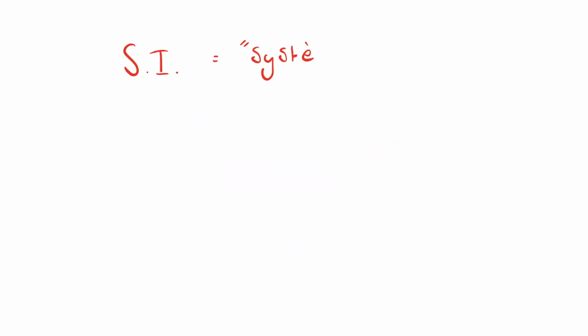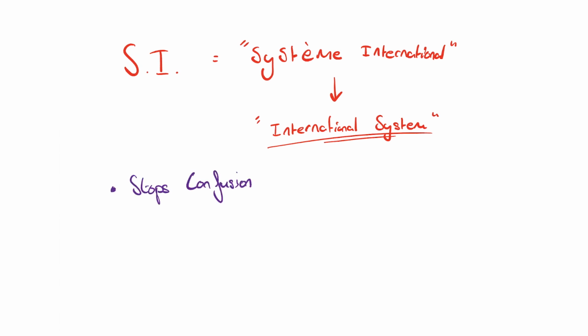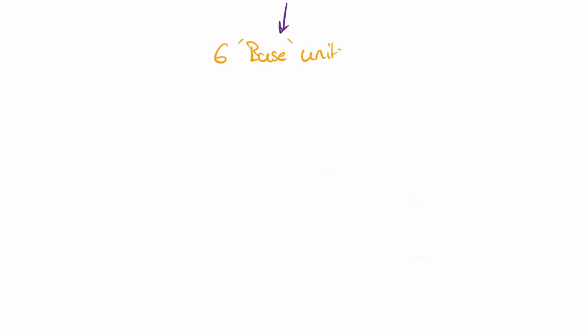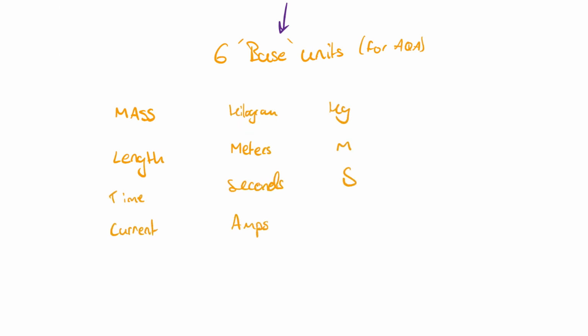SI stands for International Standard. It's the units used all around the world to avoid confusion between measurements in collaborative projects where language may be a barrier. The 6 base units used are mass in kilograms, length in meters, time in seconds, current in amps, temperature in Kelvin, not Celsius, and amount of substance in moles.